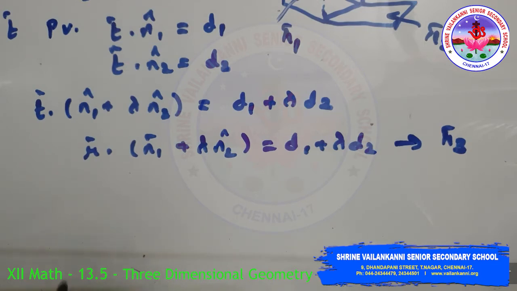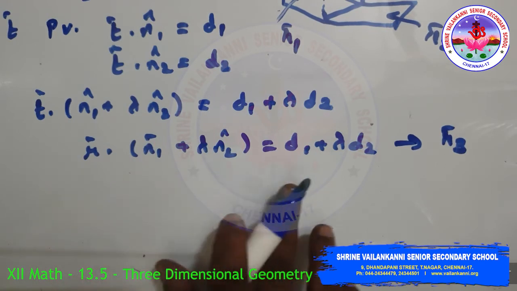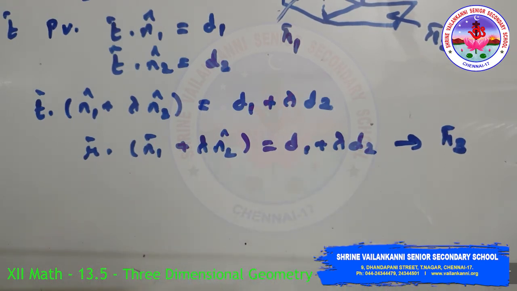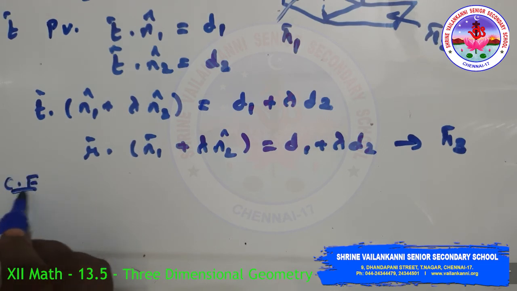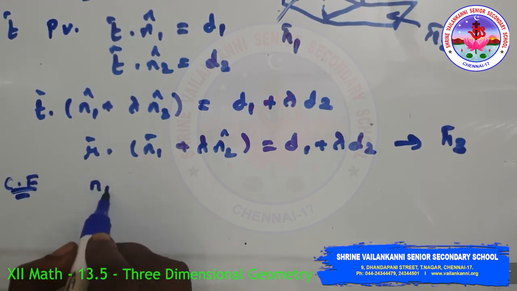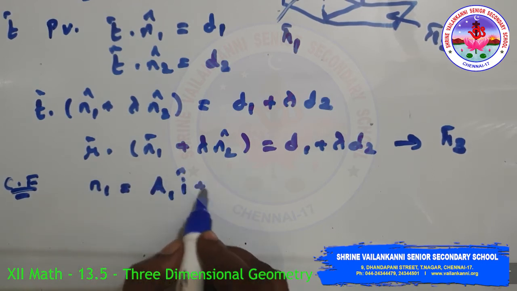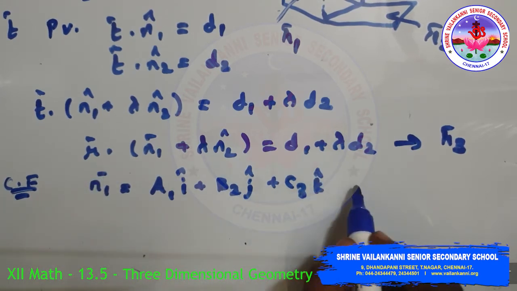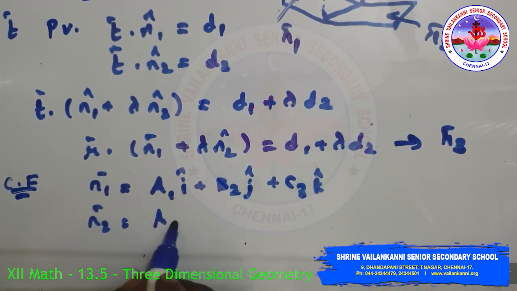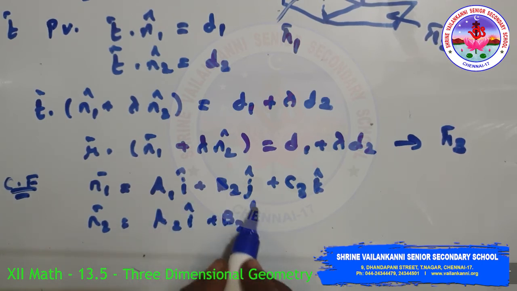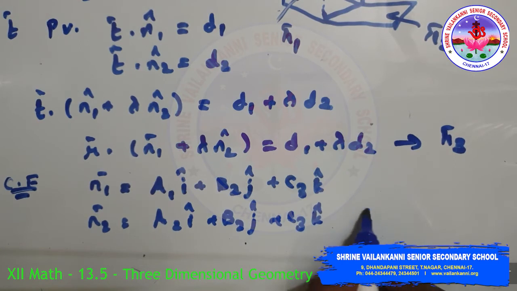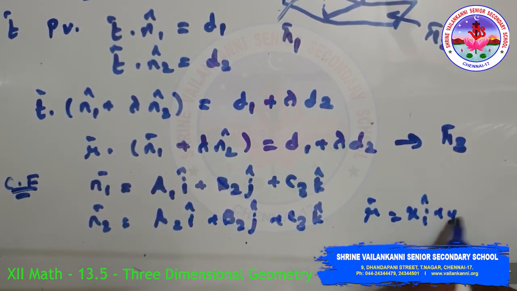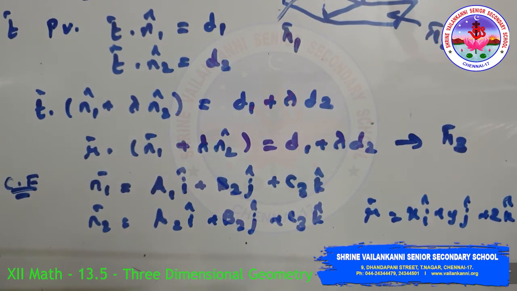Any plane passing through the intersection of the planes r dot n1 equal to d1 and r dot n2 equal to d2 has the equation r dot (n1 plus lambda of n2) which is equal to d1 plus lambda of d2. So the Cartesian form is: n1 is a1i plus b1j plus c1k, n2 is a2i plus b2j plus c2k, and r is xi plus yj plus zk.